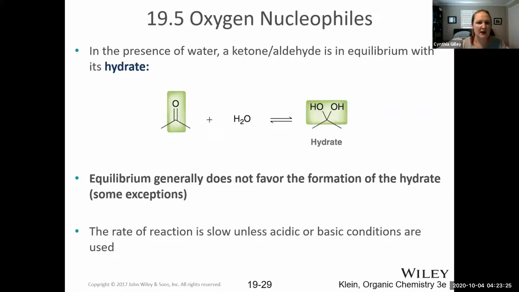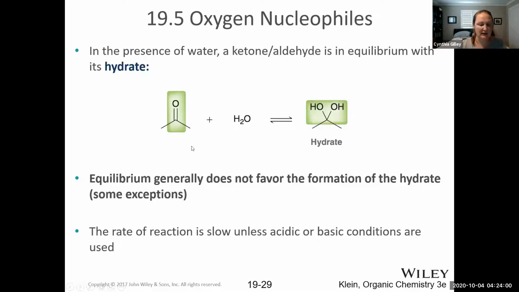We're going to start off talking about oxygen nucleophiles. Specifically, the first oxygen-based nucleophile we're going to use is water. Water can react with aldehydes and ketones to produce what's called a hydrate. A hydrate is a carbon that has two alcohols attached to it. You might also think of this as a geminal diol. The reaction is reversible, and in most cases, the equilibrium favors the ketone or the carbonyl-based component with some exceptions.